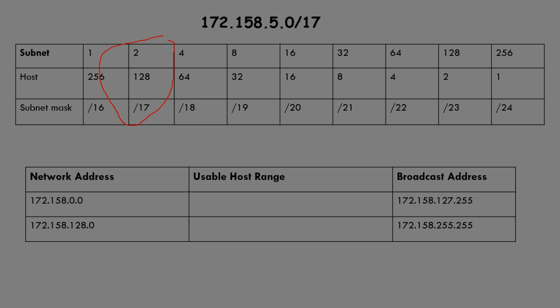172.158.255.255. The last column, that is the usable host range, is the total number minus the network address and the broadcast address, which is 172.158.0.1 to 172.158.127.254 and 172.158.128.1 to 172.158.255.254.